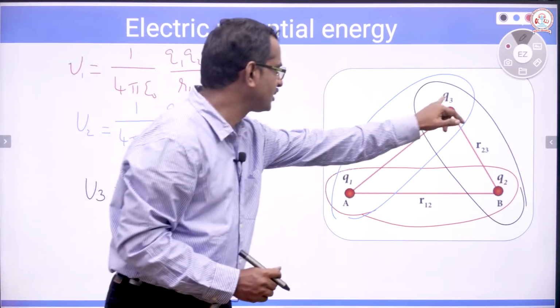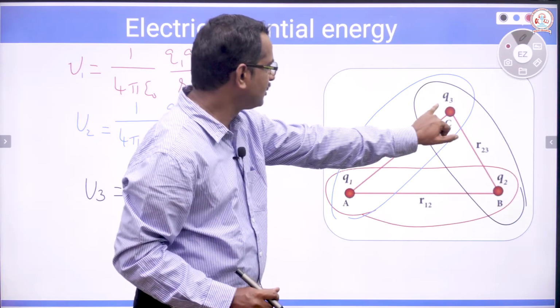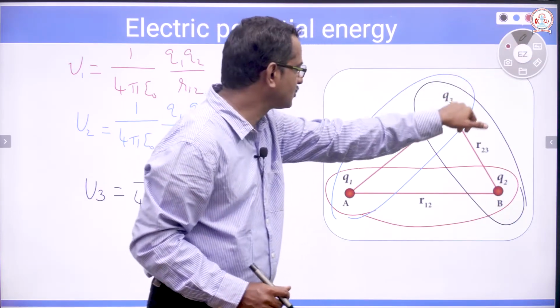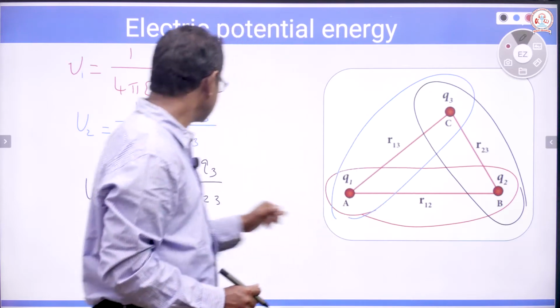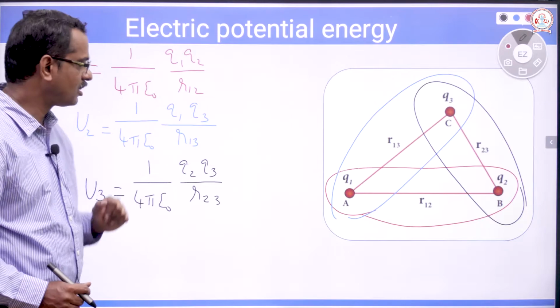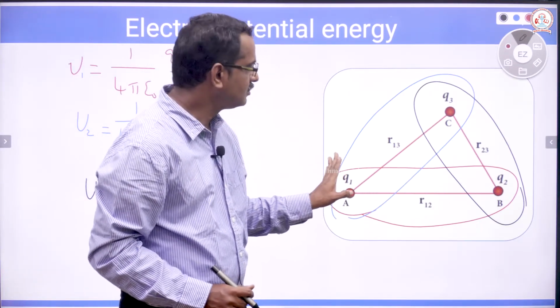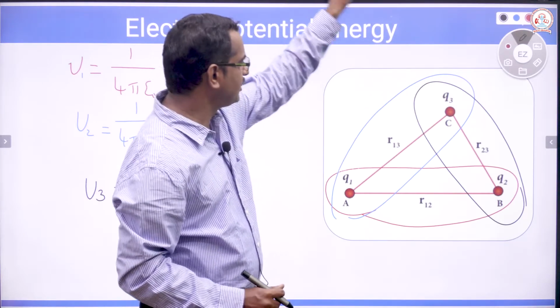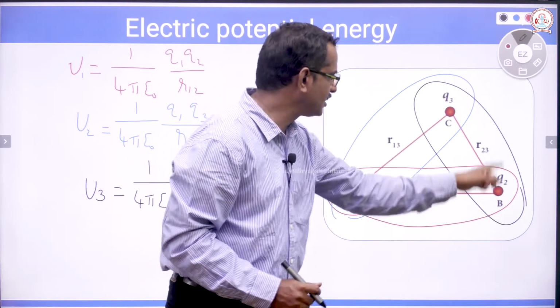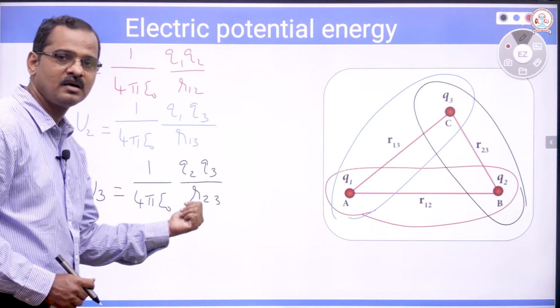And for Q1 and Q3, just forget Q2, in the absence of Q2, to bring Q3 from infinity to the point C, the electrostatic potential energy is 1 by 4 pi epsilon naught Q1 Q3 by R13. And U3, in the absence of Q1, to bring Q3 from infinity to the point C, the work done is equal to 1 by 4 pi epsilon naught Q2 Q3 by R23.